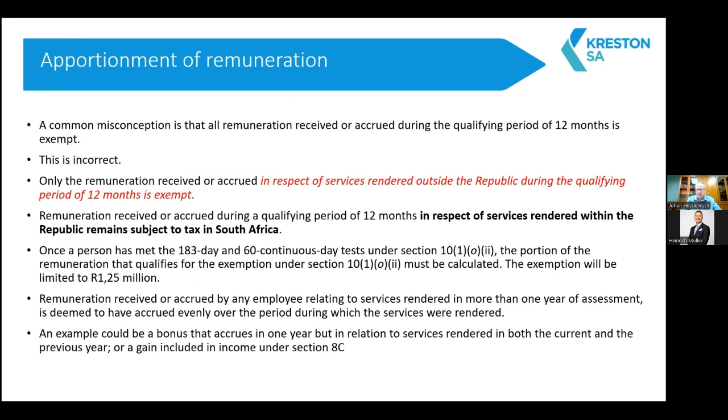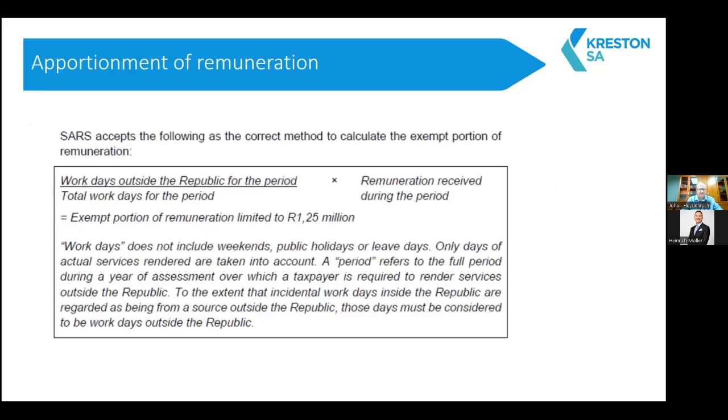So even though you qualify for the section 10(1)(o)(ii) exemption, if you come back to South Africa, so you work for a South African employer, you are going to Namibia for the next 12 months, but every 3 weeks you come back here and you work physically in South Africa for 3 days. Those 3 days in South Africa do not qualify for the exemption because it's work physically rendered in South Africa. All right. Now, remember, when you look at the 183 and the 60 days, we look at calendar days.